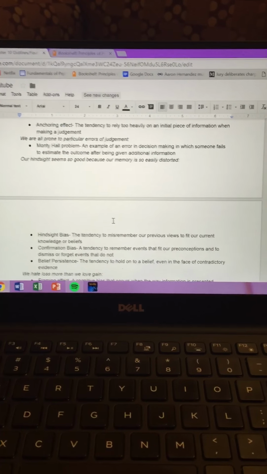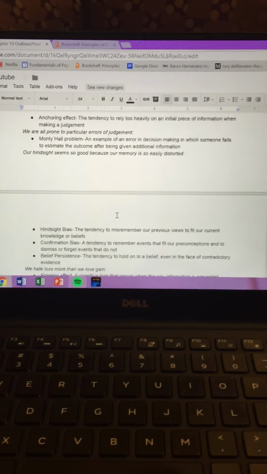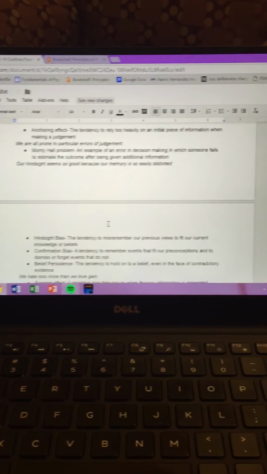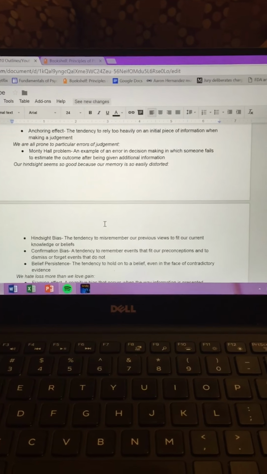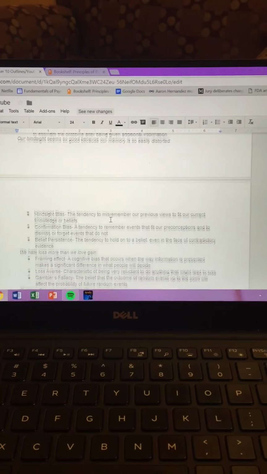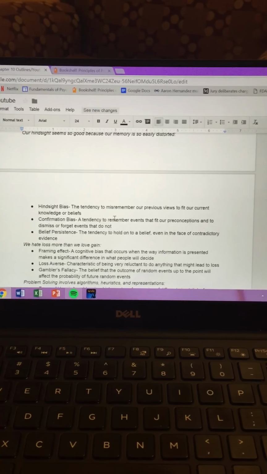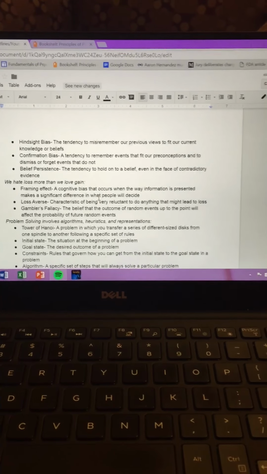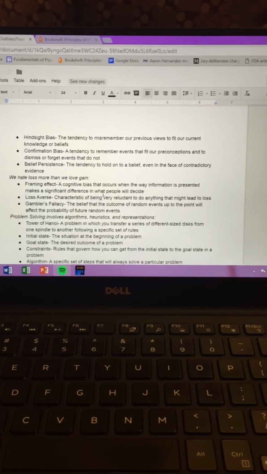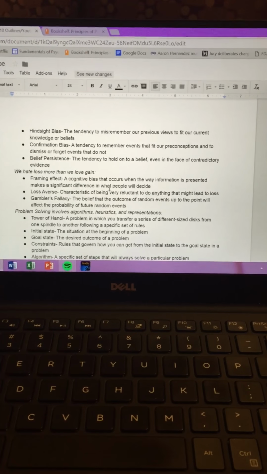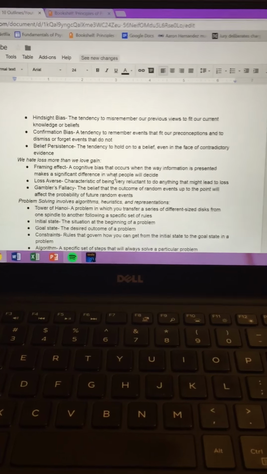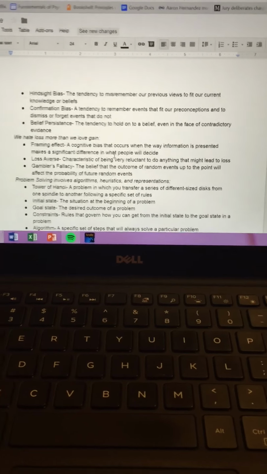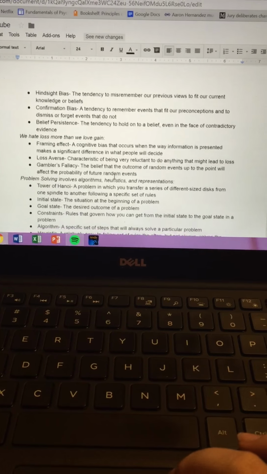One problem is the Monty Hall problem, and this is an example of an error in decision making in which someone fails to estimate the outcome after being given additional information. So sometimes we think our hindsight is really good because our memory is also easily distorted. Hindsight bias is the tendency to misremember our previous views to fit our current knowledge or beliefs. So when you have information in your head that you already believe, it's hard to remember previous beliefs.